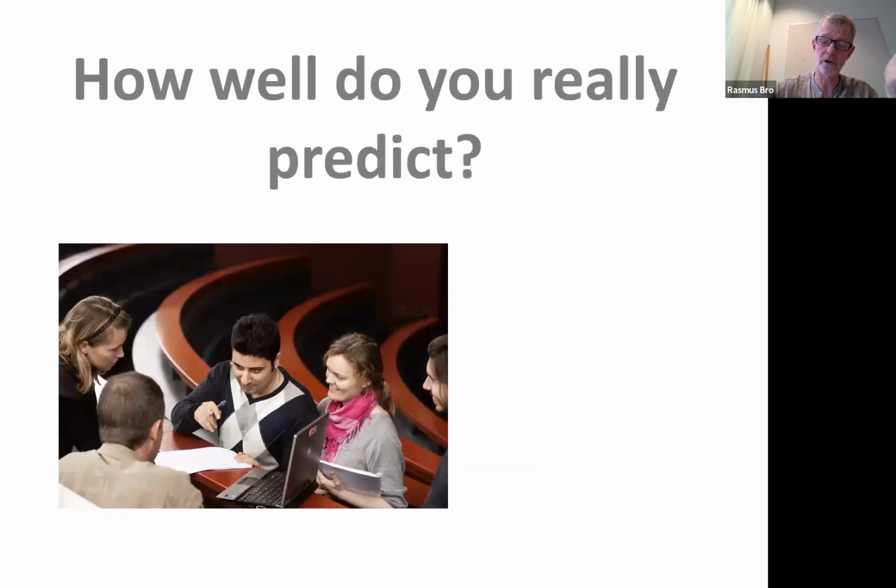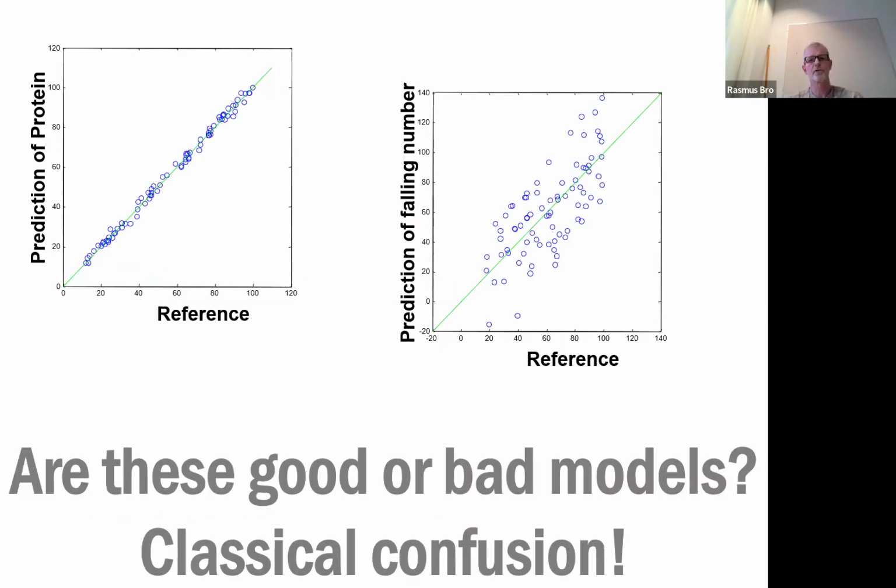Okay, I hope you get at least the concluding part of this. That's the most important. Now, here's another important point I would like to make. Here, I'm showing you two different predictions from completely different models. The left one is predictions of protein based on NIR. And on the right side, something called falling number. That's something in flour research when we make flour from grains. And the question is whether these two models, each of them, are good or bad. And the actual point I want to make is that this may actually be a perfect model, and this may be a lousy model.